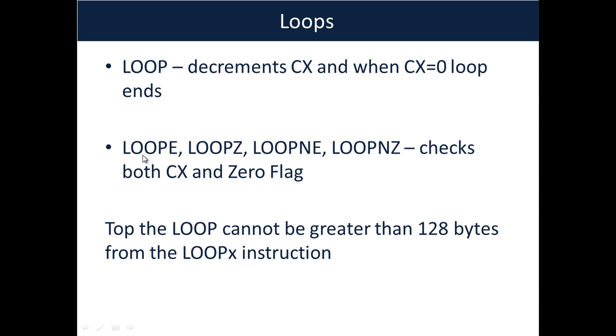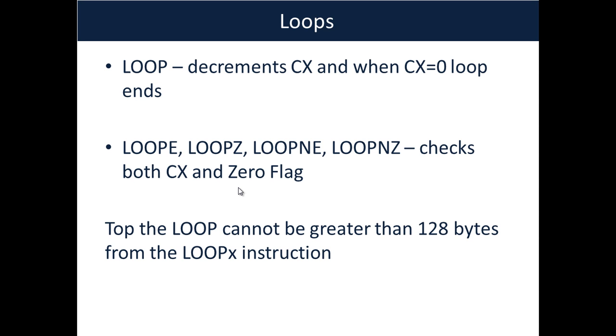Now in this case it is more of an either or, in the sense either the CX register decrements and becomes 0, or maybe the zero flag is set. When any one of these conditions is met, then appropriate action is taken based on whether it is loop Z or loop NZ and so on and so forth.